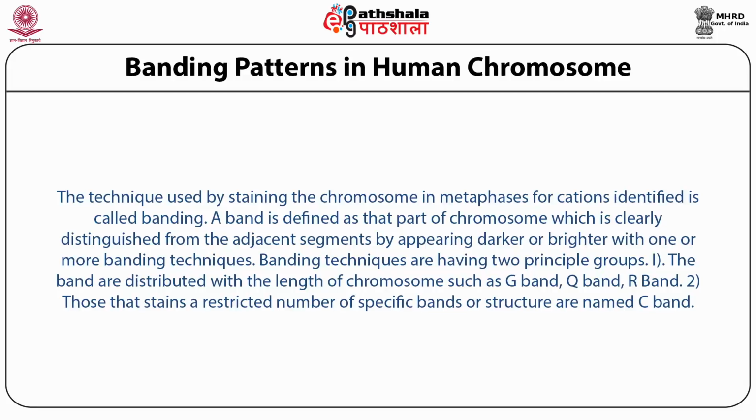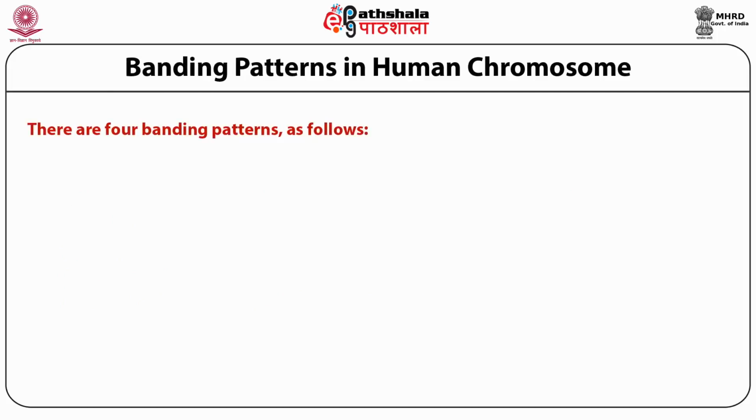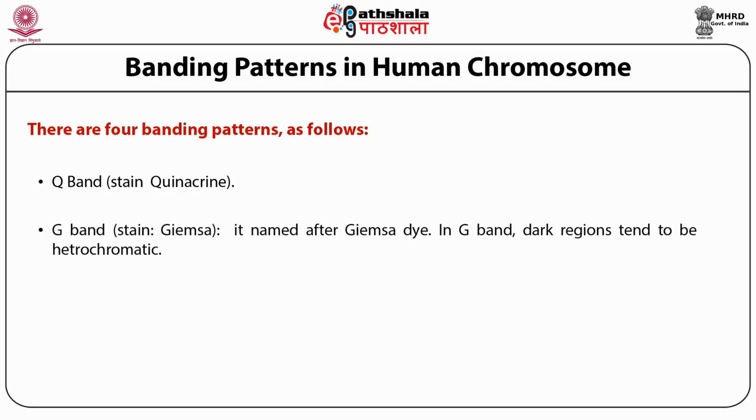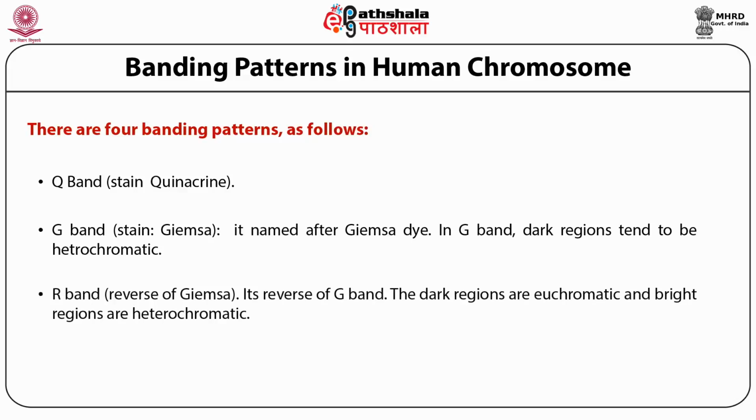Banding techniques have two principal groups. First, the bands are distributed along the length of the chromosome, such as G band, Q band, R band and B band. Those that stain a restricted number of specific bands or structures are named C band. These four banding patterns include Q band, G band, R band and C band. The G band is named after the Giemsa dye. In G band, dark regions tend to be heterochromatic. In R band, which is the reverse of Giemsa, the dark regions are euchromatic and bright regions are heterochromatic. Whereas C band is constitutive heterochromatin.